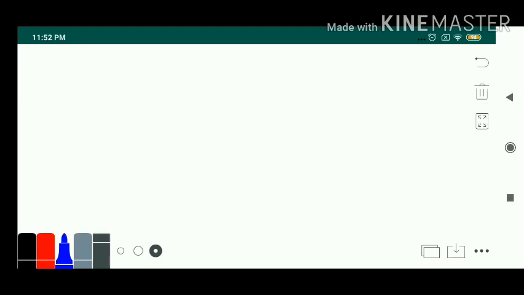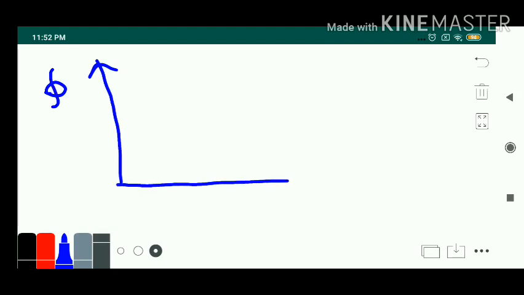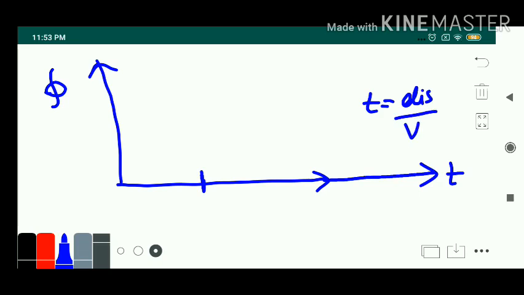So you say, oh, that means I need not draw the graph. No. See, let's say this is your axis of phi, and this is your time. Let's make it a little larger. So when the loop is entering gradually, time is distance by velocity. I hope you know that. So at that time, how much is the length of the coil? This is the field, right? So the flux will change.